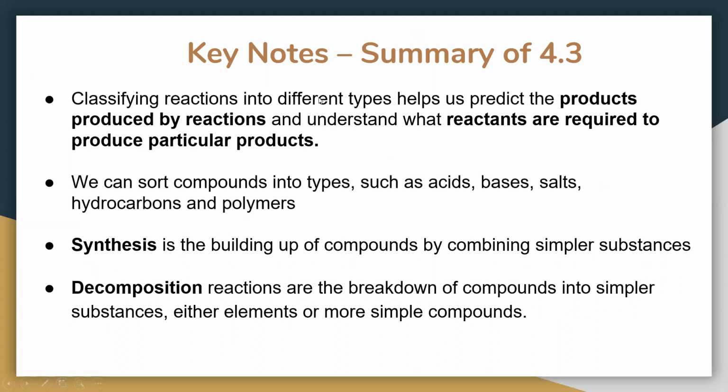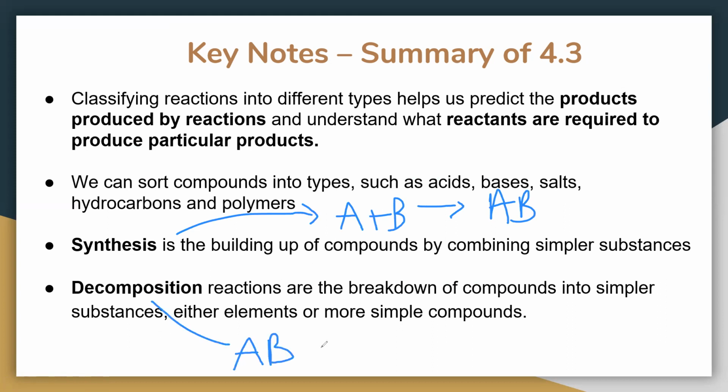So when we're talking about the summary, we've got synthesis and decomposition. Synthesis, again, is the building up of compounds. For example, A plus B, this is the formula, gives us AB. That's for synthesis. It's the opposite case for decomposition. For decomposition, AB separates into A plus B. So it's kind of the opposite, if we think about it.